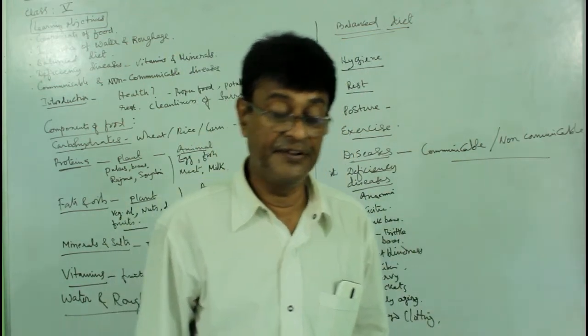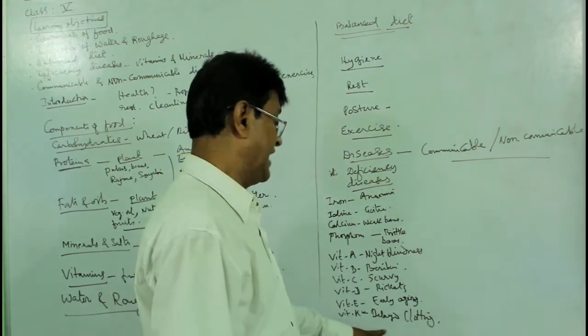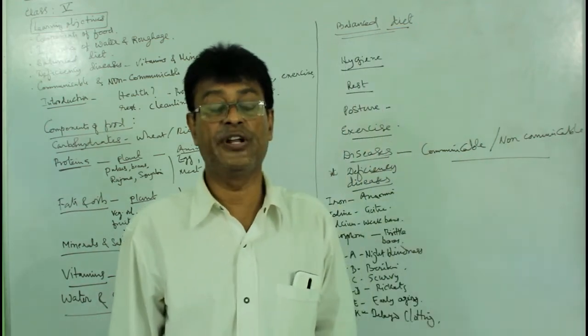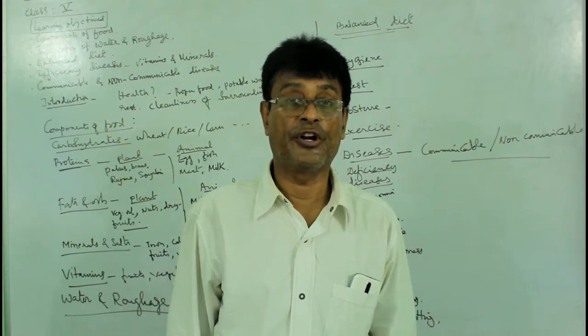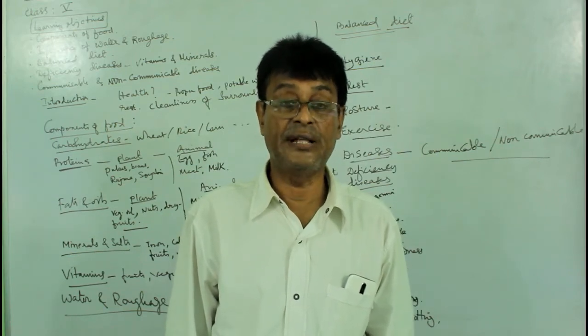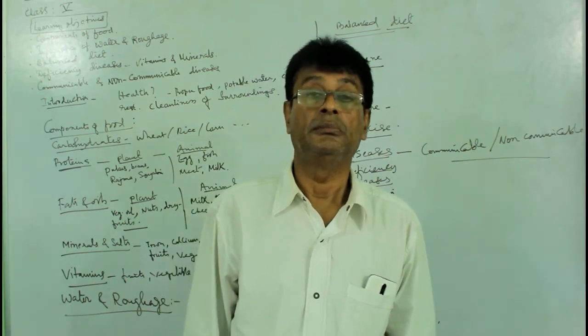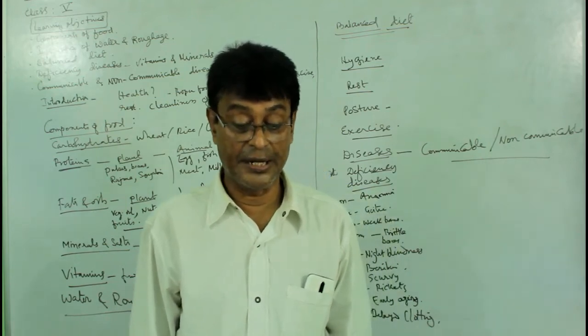Now we have vitamin K. Vitamin K deficiency causes delayed clotting. This is also known as hemorrhage. If you have some injury, the blood will not clot properly, and that is a very fatal condition. Sometimes the patient can die.